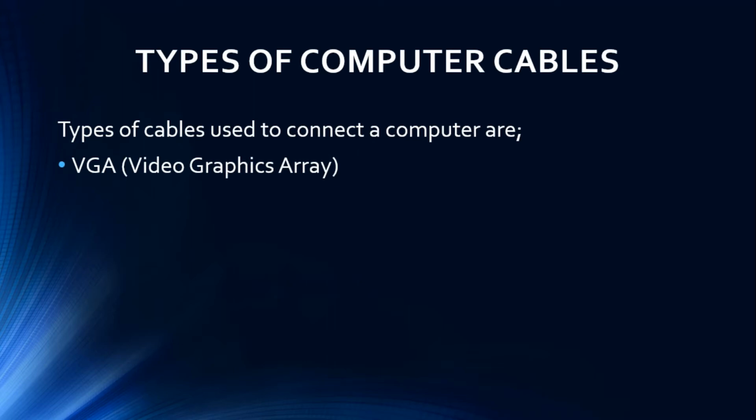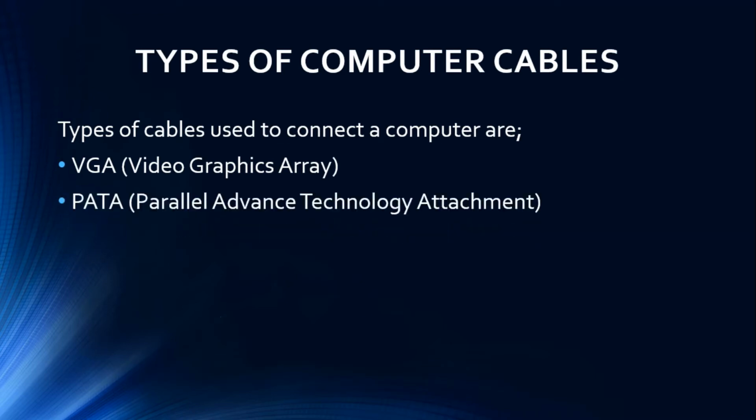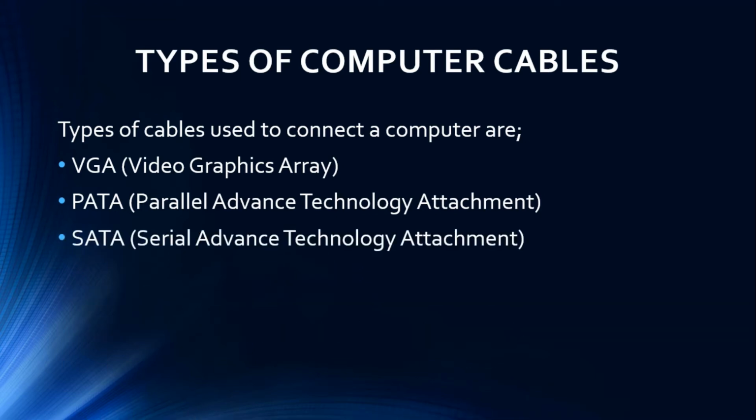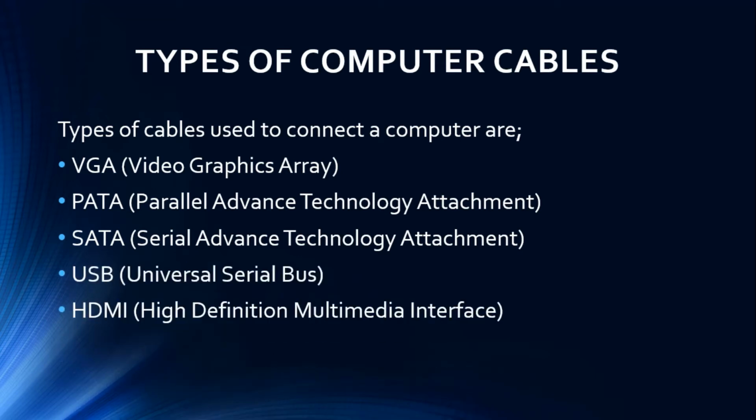The first one we'll look at is the VGA, the video graphics array. We'll look at them shortly, but let's list them first. PATA, Parallel Advanced Technology Attachment. SATA, Serial Advanced Technology Attachment. USB, Universal Serial Bus. HDMI, the High Definition Multimedia Interface. RJ45, the registered jack. Power cable. Alright, so we're going to start from the first one, the VGA.